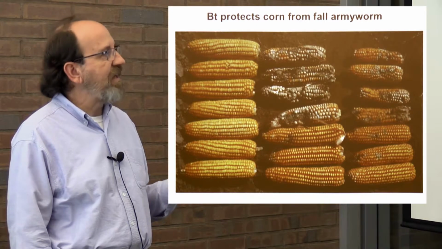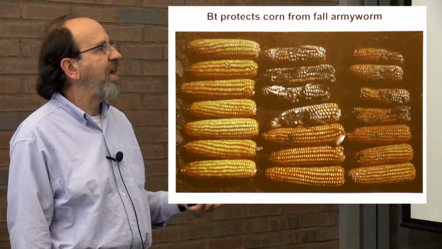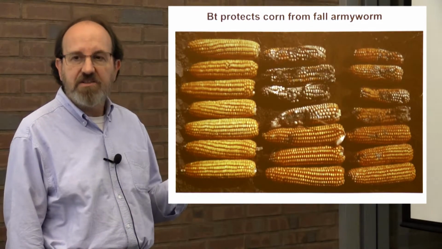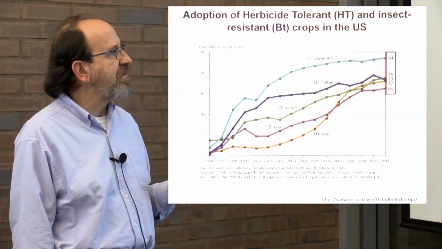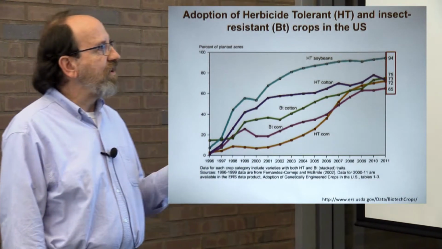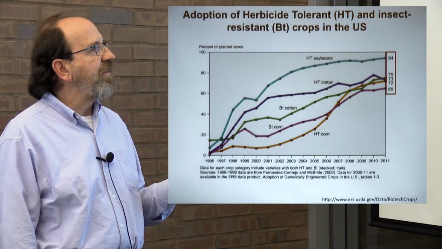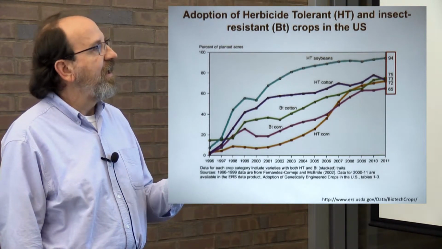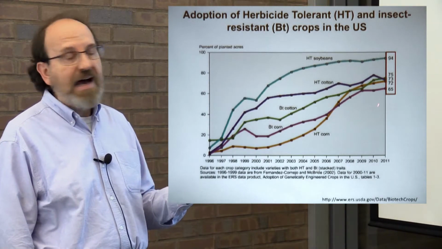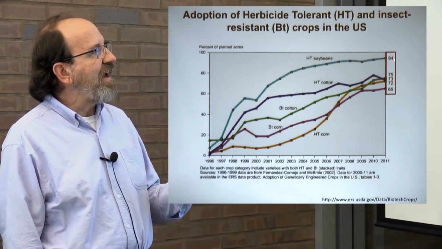Another trait that has been introduced into plants is resistance to herbicides, so-called Roundup resistance, that allows farmers to spray their fields with this herbicide because the plants are resistant to it. So GM organisms, corn and soybeans and cotton, are the three major crops grown in the United States that are transgenic, and they make up a large part of our crops. So this is in 2011.